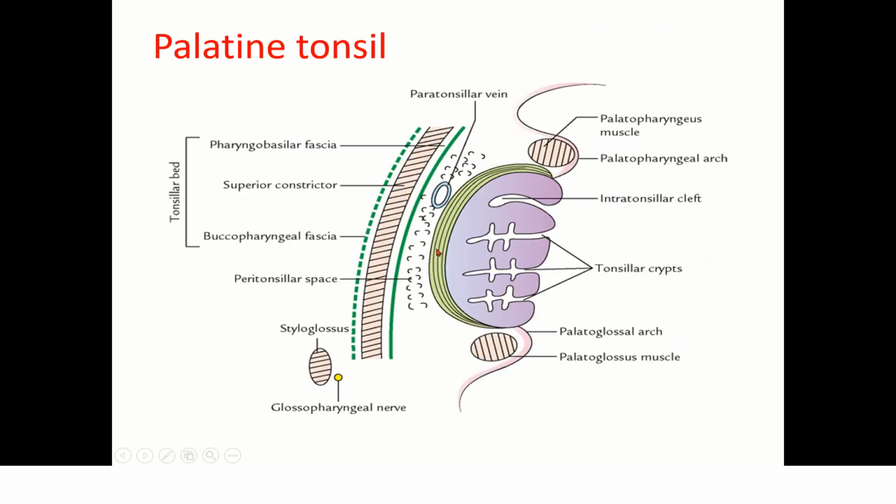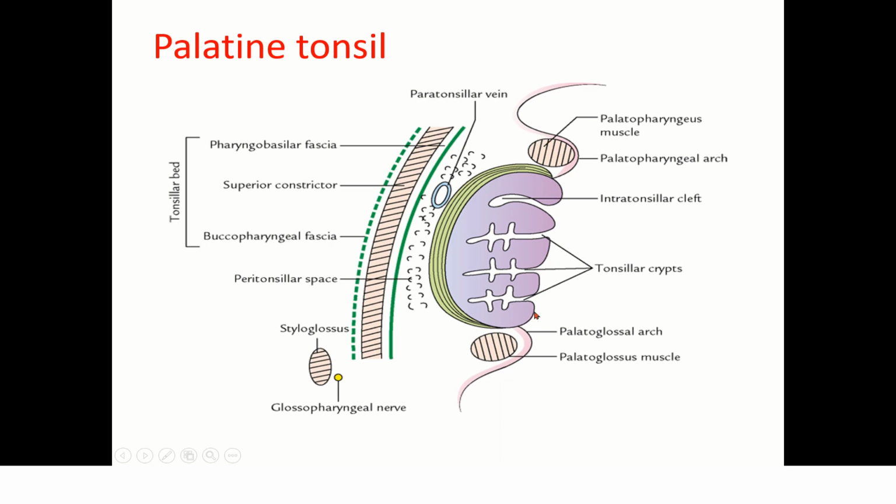So now you can see here. This is the palatopharyngeal arch posteriorly. This is the palatoglossal arch anteriorly. The arches contain the palatopharyngeus muscle in the palatopharyngeal arch, and the palatoglossus muscle in the palatoglossal arch. The name itself speaks: palatopharyngeus, from palate to the pharynx; palatoglossus, from palate to the tongue. So anteriorly palatoglossal arch, posteriorly palatopharyngeal arch.